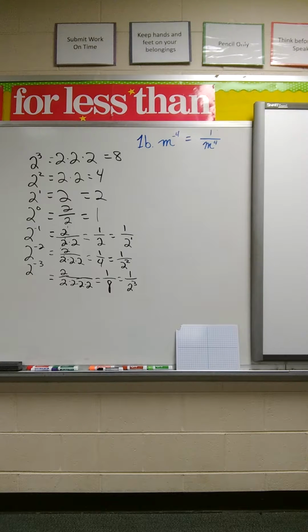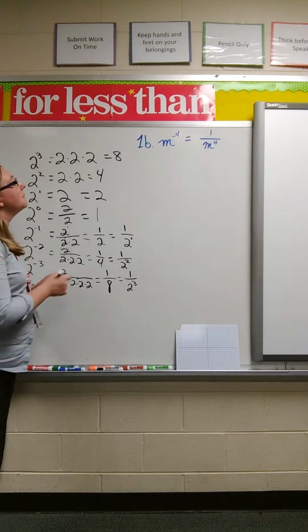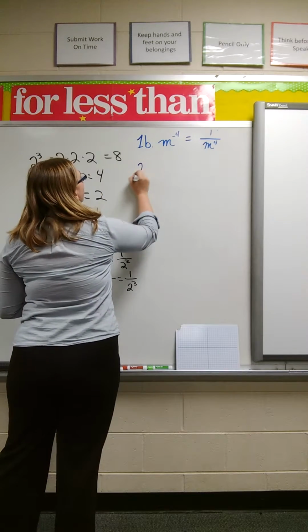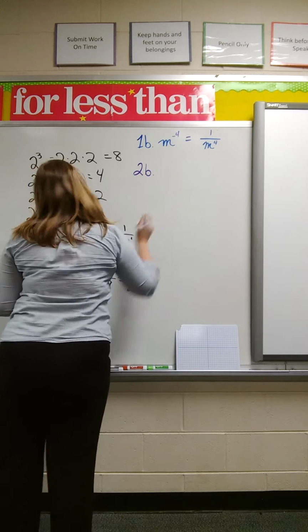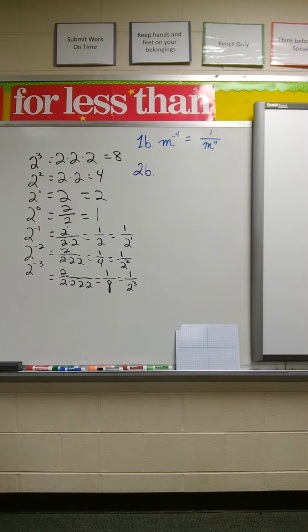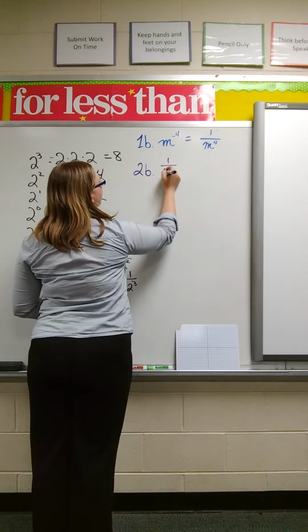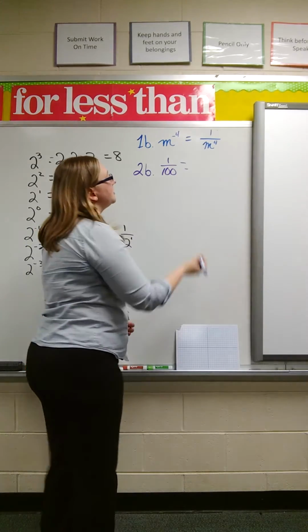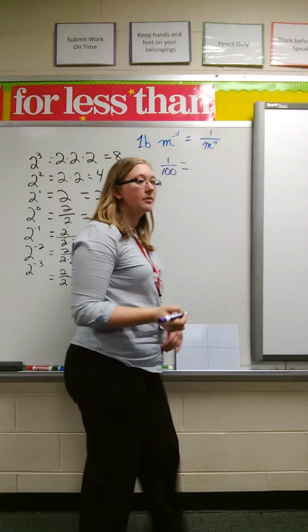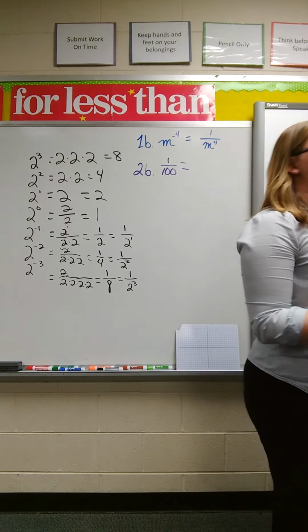Please look at example 2b. I'm liking the B's today. 2b says that we're going to take 1 over 100, and it wants us to write this using a negative exponent.